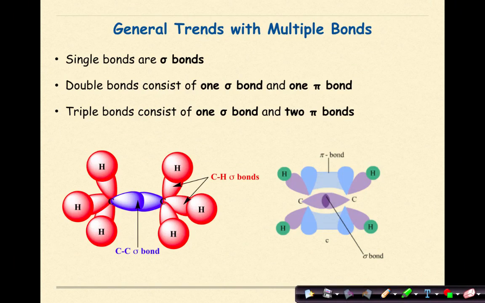General trends with multiple bonds. Single bonds are sigma. A double bond will consist of one sigma bond and one pi bond. A triple bond consists of one sigma and two pi bonds. And really, when it comes down to it, this is absolutely what you need to know. Sigma is single. Double bonds are a sigma and a pi. Triple bonds, one sigma, two pi bonds.